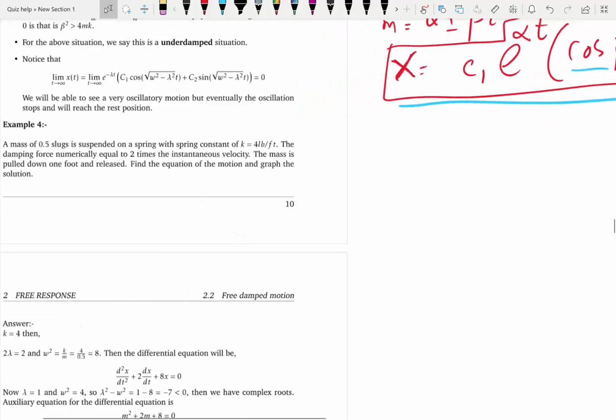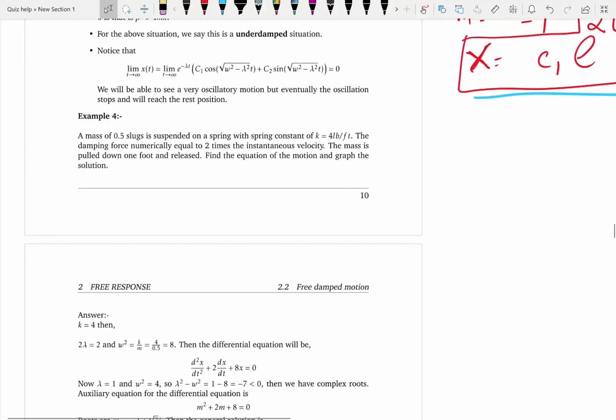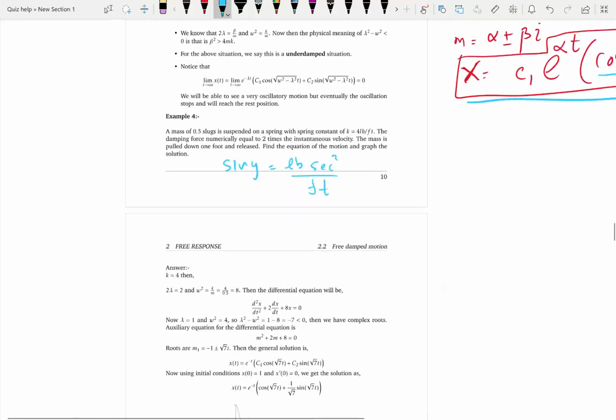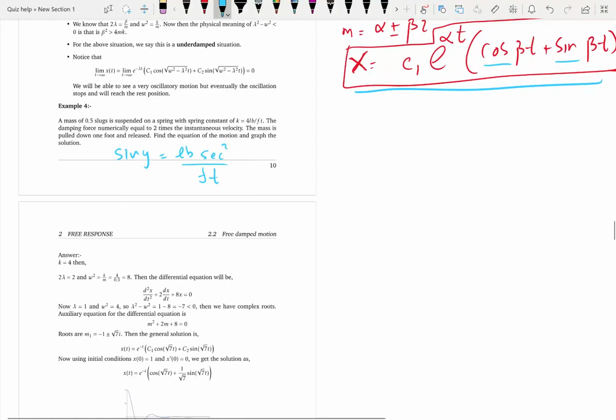So a mass of 0.5 slugs. Here the units are very important. A slug is actually pounds second square over feet. Okay, so let's make sure we are on the same page. It is suspended with spring constant k, which is 4 lb over feet. Now w square is k over m. Now k is 4, m is 0.5, but do the units match? Because w square should have units of 1 over second square, right? So you have to be careful.